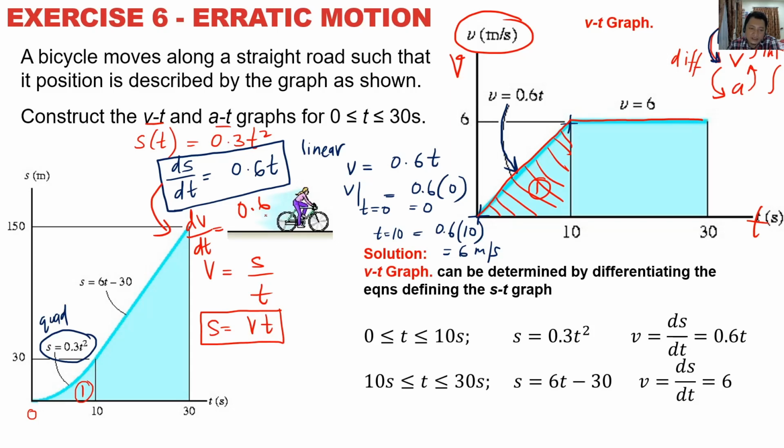Wait. Let me see. 0.60. V is equivalent to 0.60. dv over dt sama dengan... yeah, you get this, 0.6.